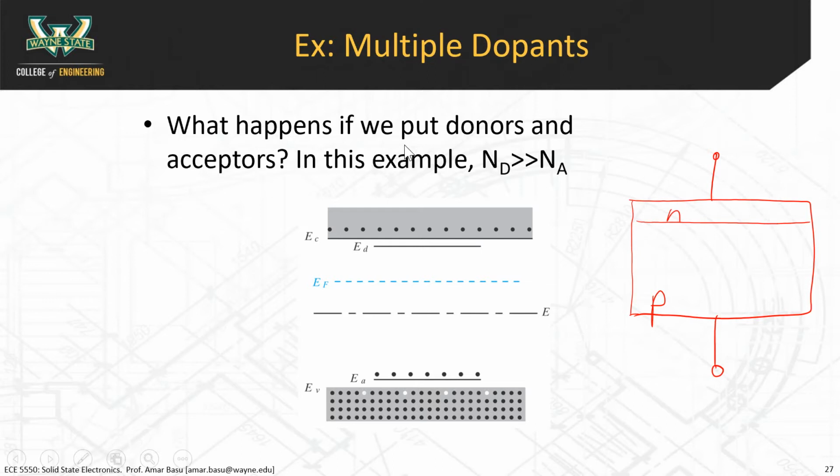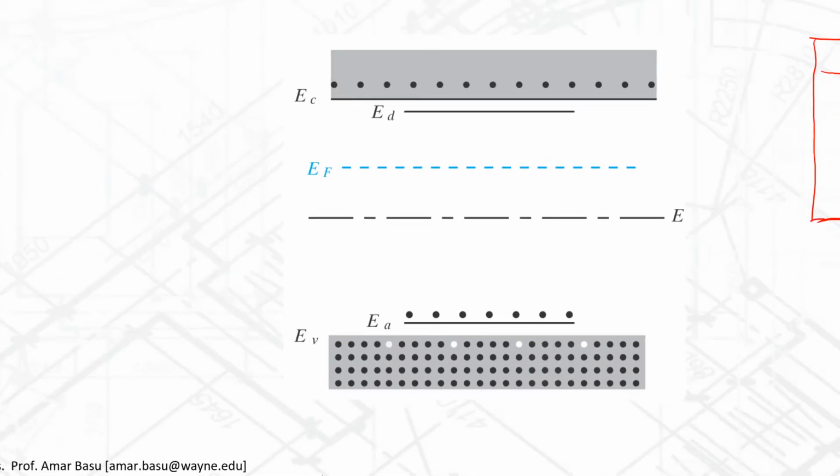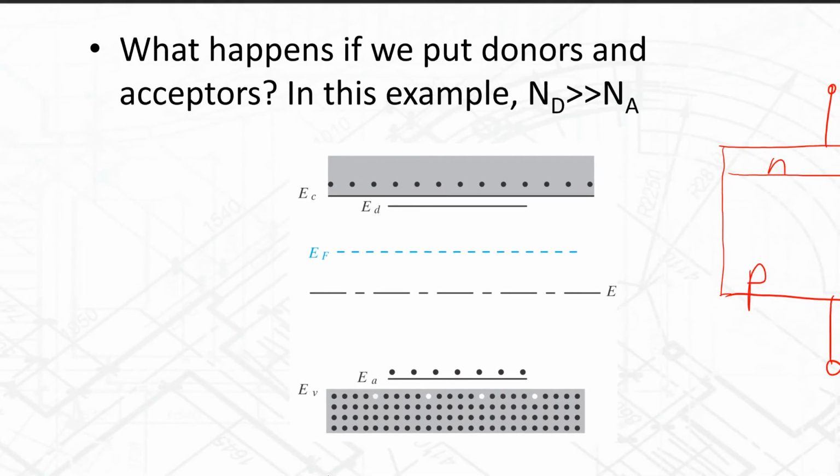All right, so what happens if we put donors and acceptors in this example? Nd is much greater than Na. So this is what happens. When you put in a donor, you get this donor level, and those donor states are initially occupied with electrons, but those electrons can go into the conduction band. When you put in Na, you get these acceptor states, and at enough energy, electrons from the valence band can jump into those acceptor states and fill them up, and it leaves holes in the valence band.